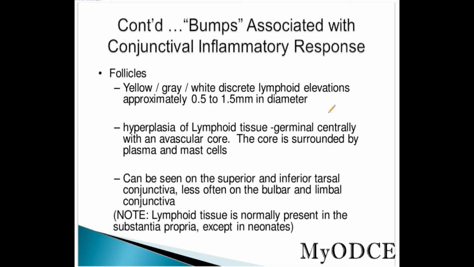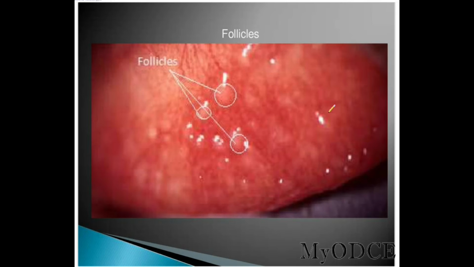Can be seen on the superior and inferior tarsal conjunctiva, less often on the bulbar and limbal conjunctiva for the reasons that Dr. Singh just mentioned. Now, lymphoid tissue is normally present in the substantia propria except in neonates. And here we see with follicles this yellowish white elevation, but it lacks that fibrovascular core centrally.